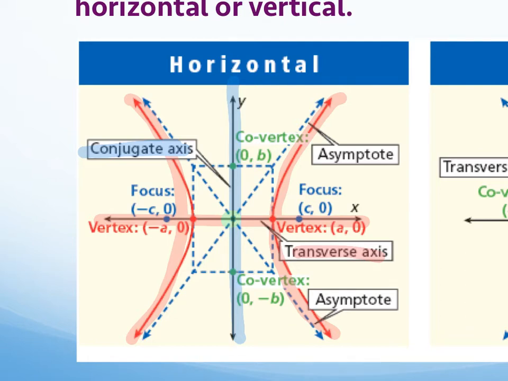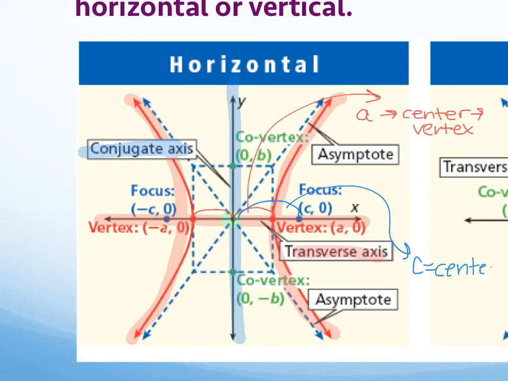You still have an a and a b and a c. So the a is still the distance from the center to the vertex in either direction. The c is still the distance from the center to the focus in both directions. And the b is still the distance from the center to the co-vertex. So all that is the same for hyperbolas as it was for ellipses.